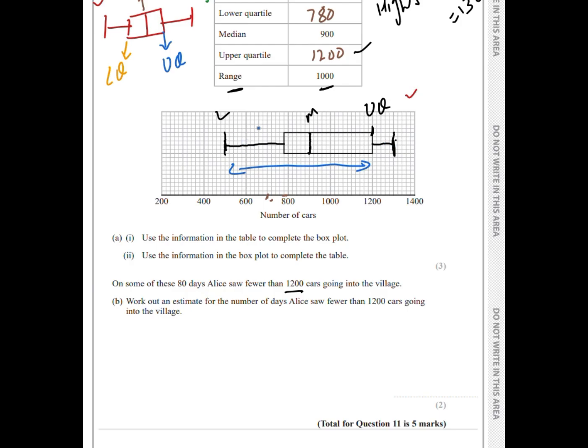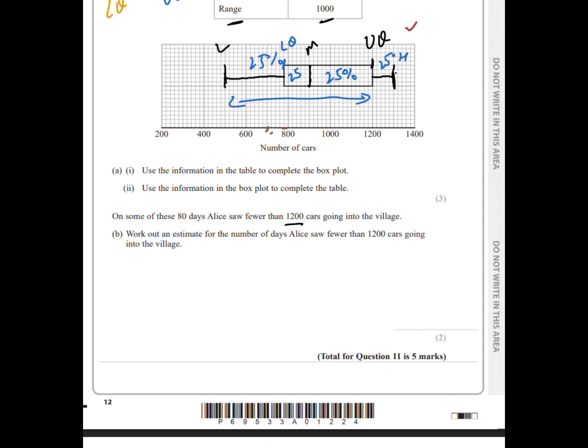So if you know that each section is 25% of the full data set on a box plot, then from the lowest to lower quartile, it's going to be 25%. From lower quartile to median, it's going to be 25%. From median to upper quartile, it's 25% of the data. And from upper quartile to the highest is also going to be 25%. So if we add them up, lower quartile is at 25, median is at 50, upper quartile is at 75, highest is 100, and lowest is 0. So by doing that, we can figure out the percentage that we need.